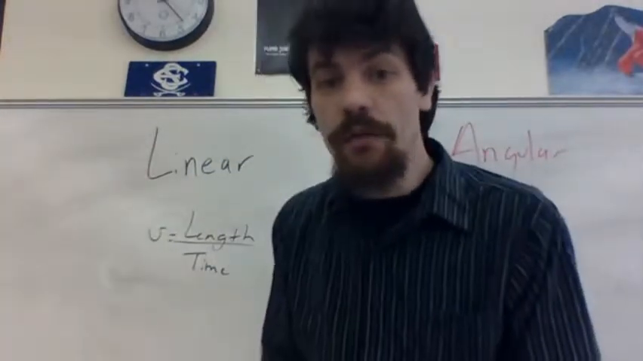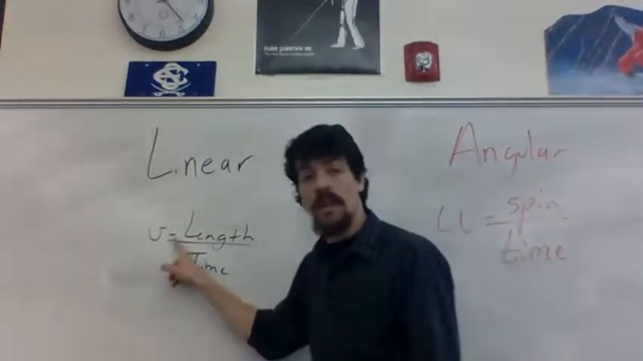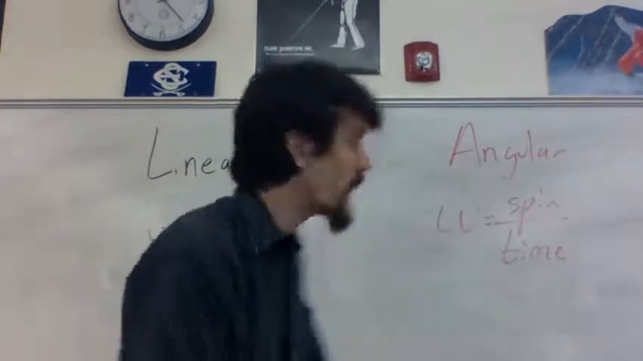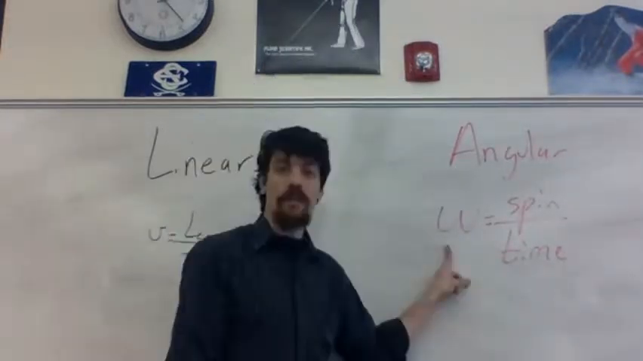That's why we have to talk about two different types of speeds. One is called linear velocity, or length over time. We use v to show that in physics. And the other one deals with spin per time. We call it angular velocity.